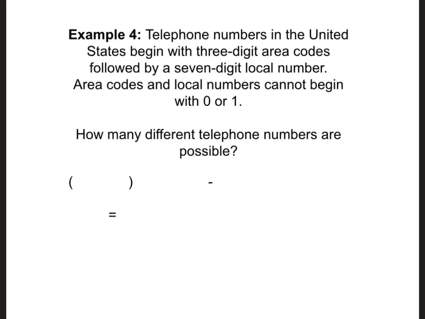Alright, example 4 says telephone numbers in the United States begin with 3-digit area codes followed by a 7-digit local number. Area codes and local numbers cannot begin with 0 or 1. How many different telephone numbers are possible?